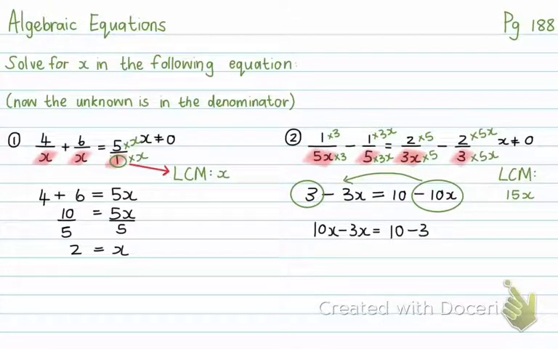Okay, now all the like terms are on the same side. So I can subtract them. 10x minus 3x is 7x. And 10 minus 3 is 7. To get rid of the 7, I divide with 7 on both sides. So x will then be equal to 7 divided by 7, which is 1. I hope you understand that.